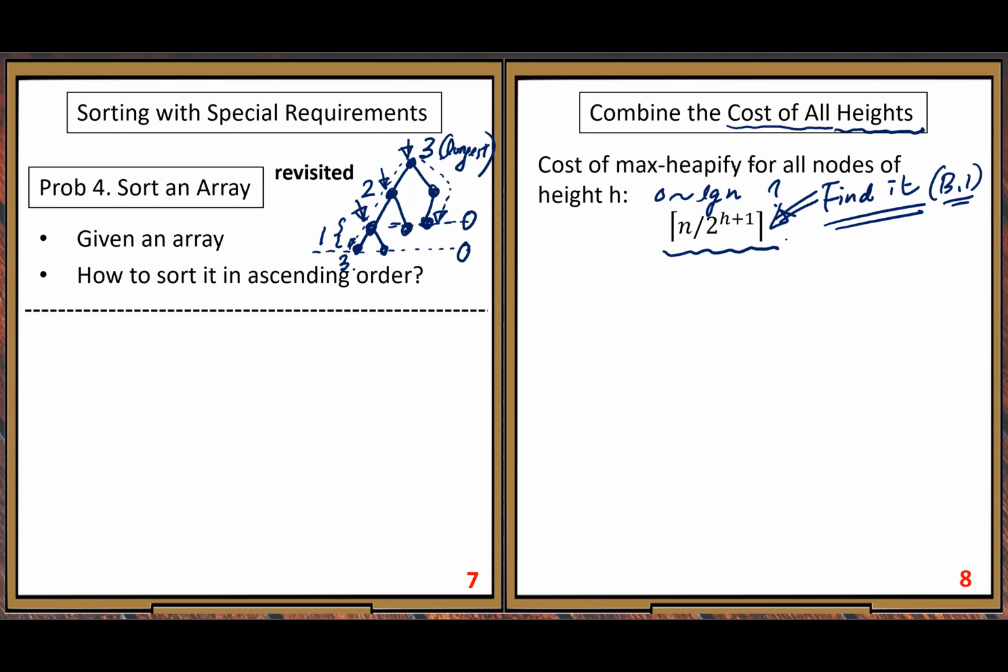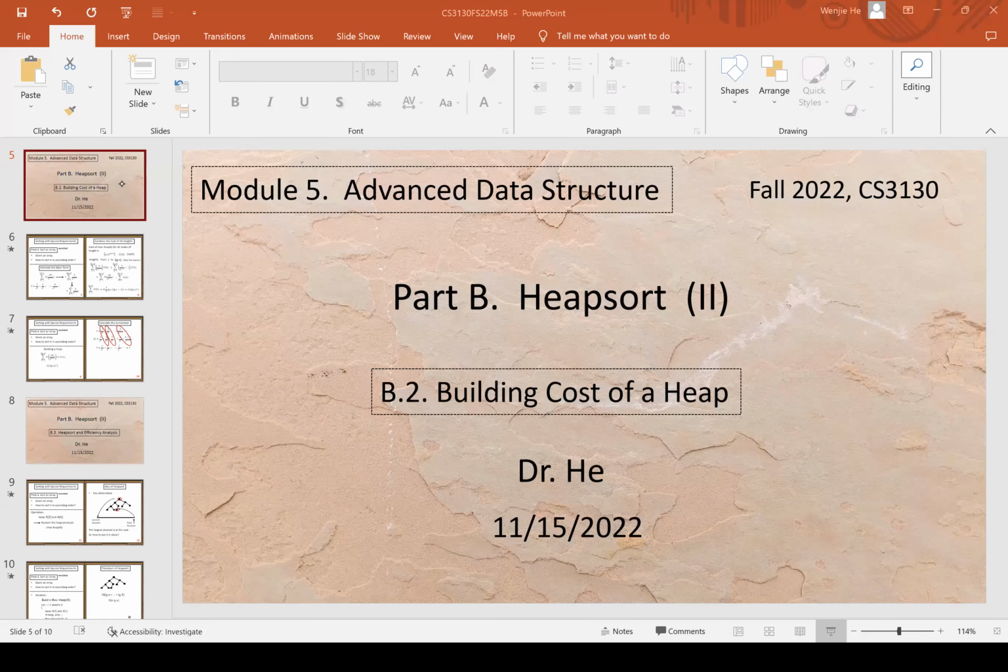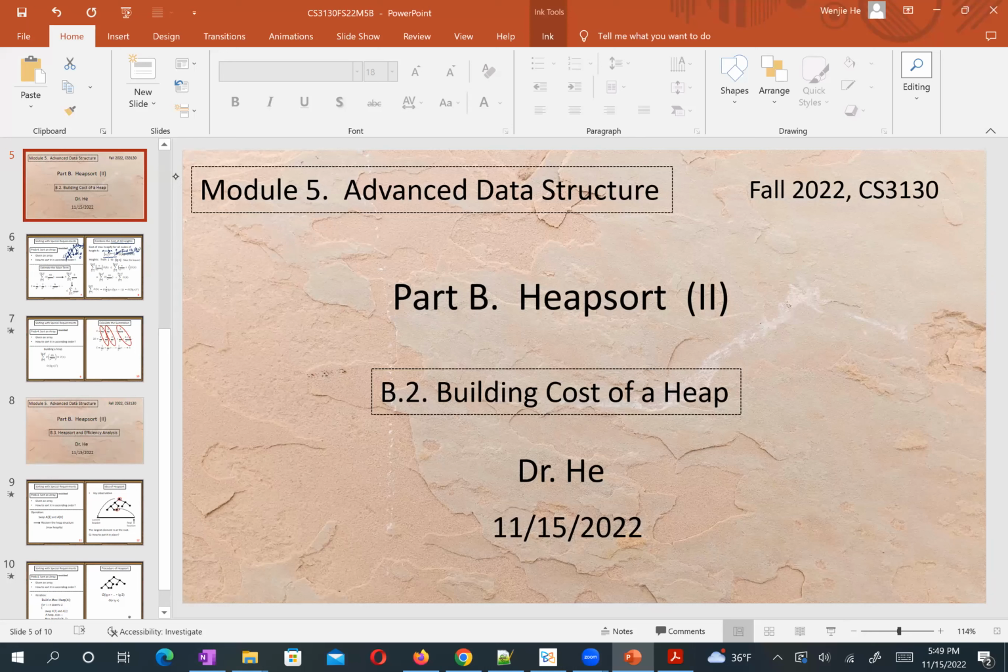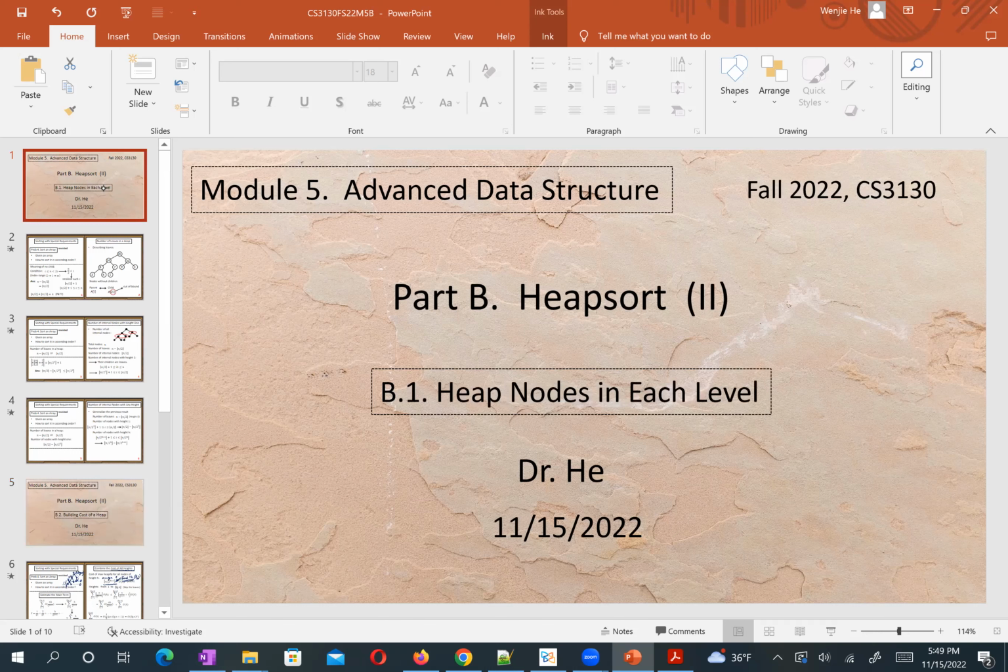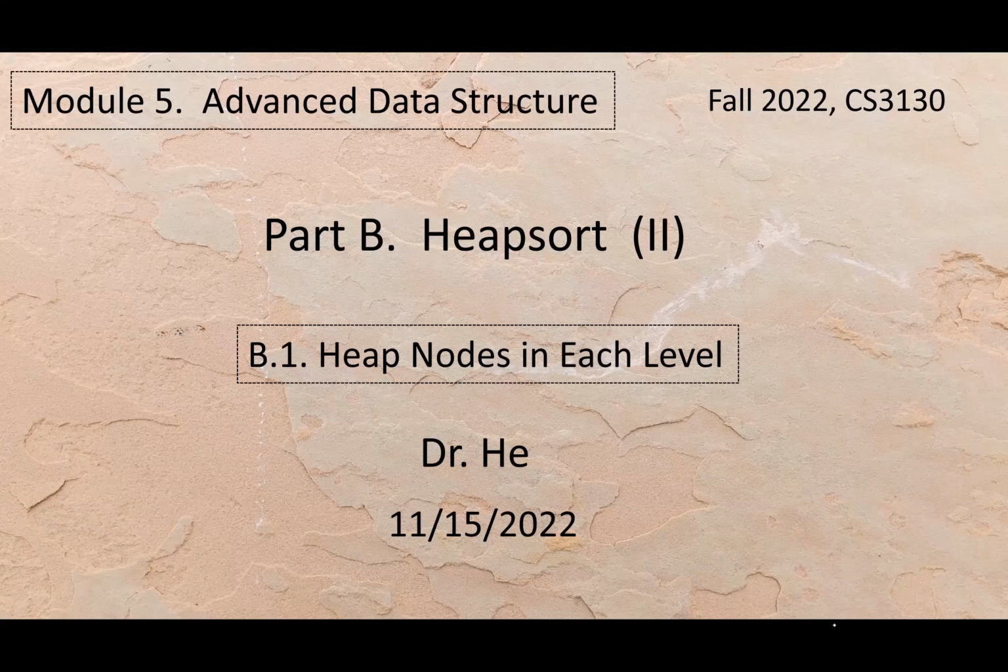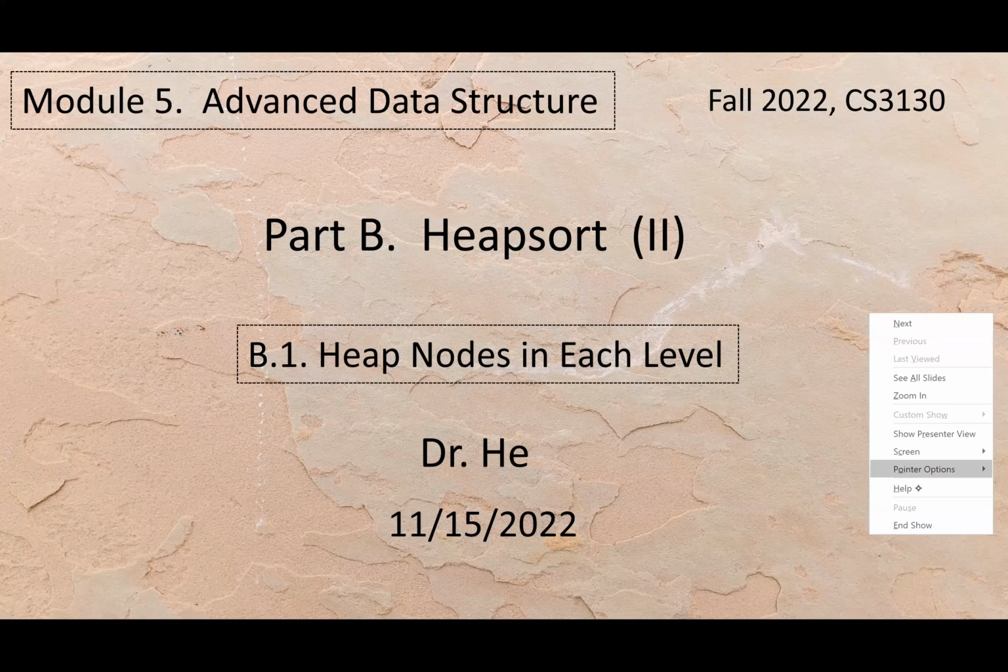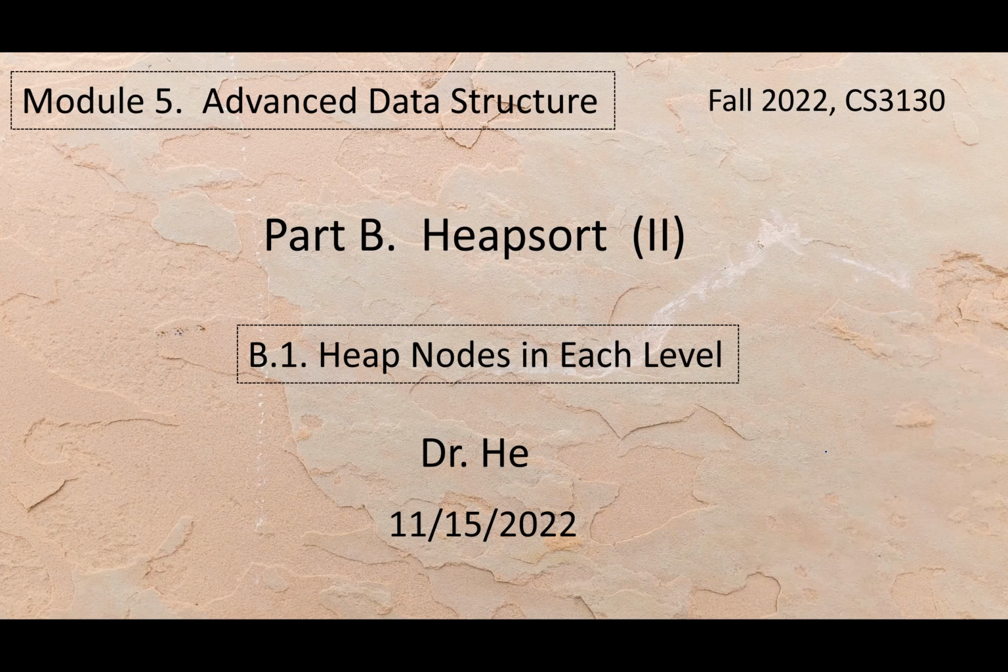I noticed the problem. B.1, all right, here. Oh, not there. Because I need to move up. B.1 is here: heap nodes in each level. We need to calculate the number of heap nodes in each level. Then we can look at the building cost.